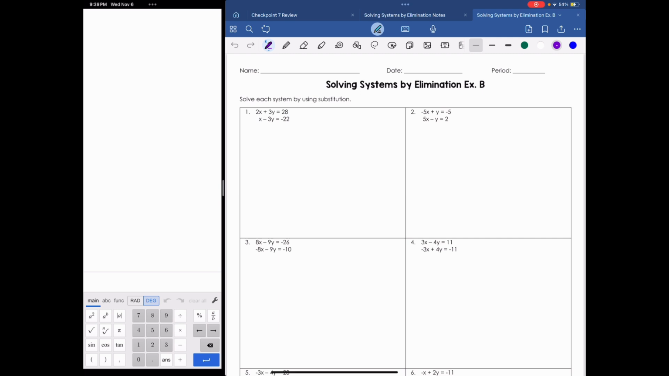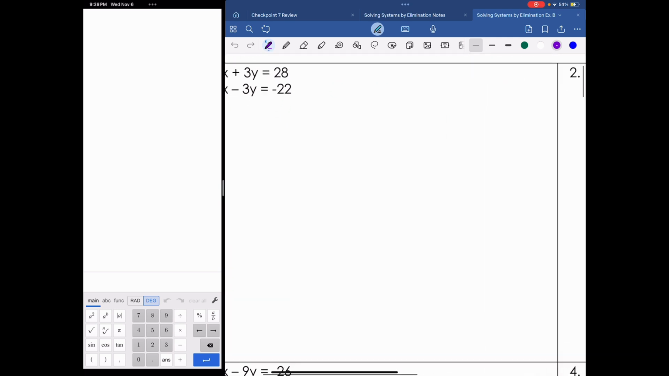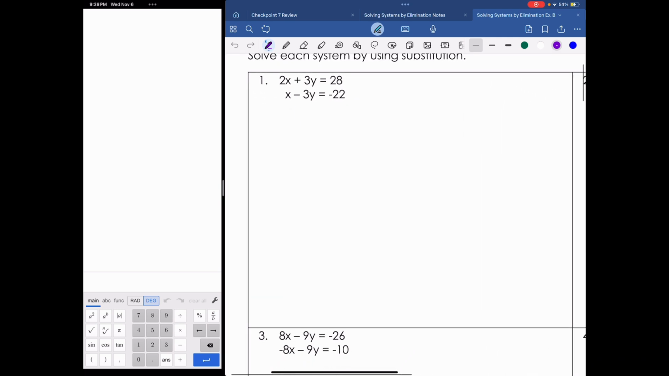So with that being said, I'm going to go ahead and do number 1 with you. Number 1, we have 2x plus 3y equals 28, and we have x minus 3y equals negative 22. Very important that when you are solving a system using the elimination method, you always need to make sure that your equations are in standard form. So remember, that's x, y equals your number, x, y equals your number.